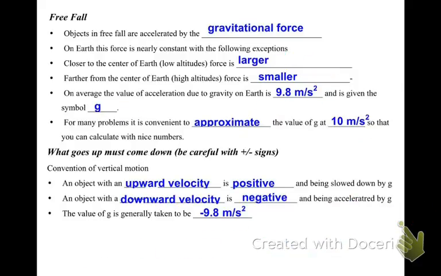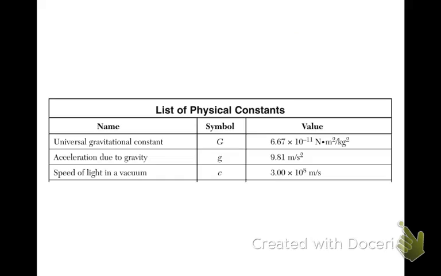Let me show you where you can find your acceleration due to gravity. If you flip to the very front of your reference tables, there's a list of physical constants. You will notice the second one here has our acceleration due to gravity. The symbol happens to be little g, and it's 9.81 meters per second squared. You can use 9.8, that's what I tend to use. But just in case you forget, which I don't think you will because we'll use it quite a bit.